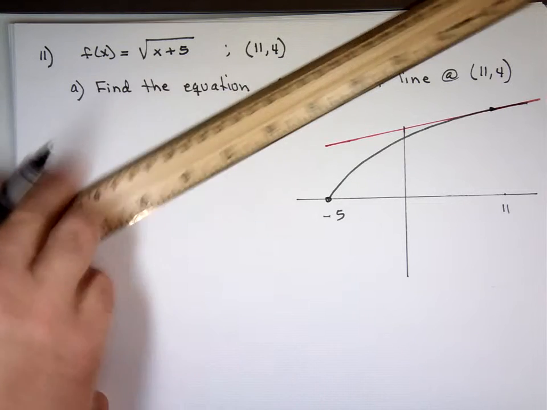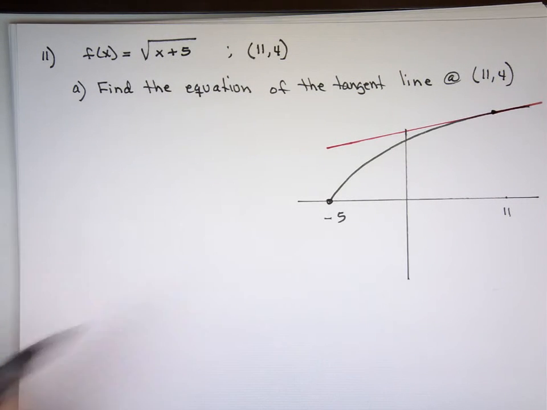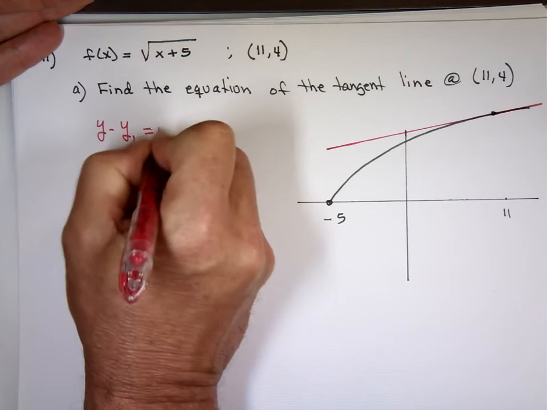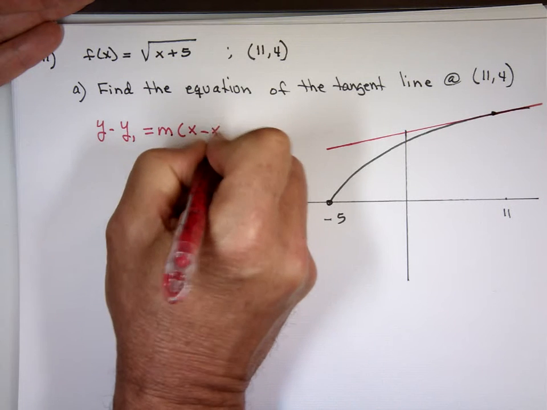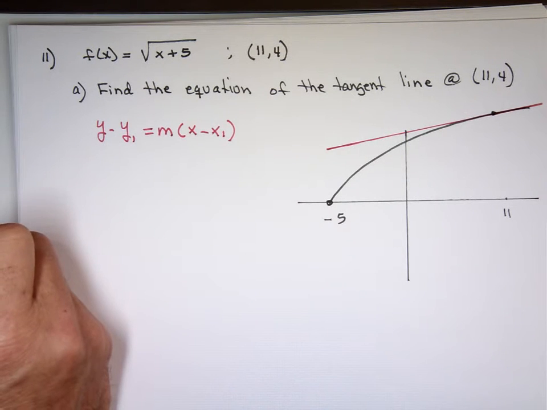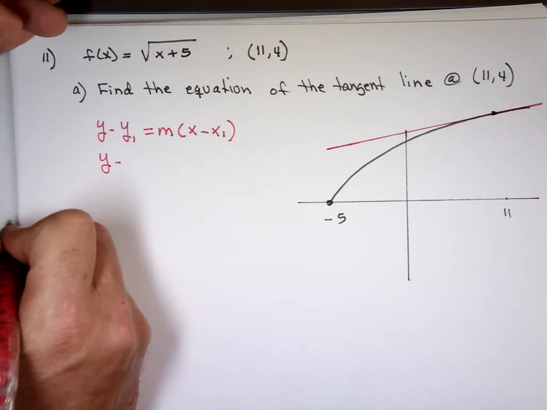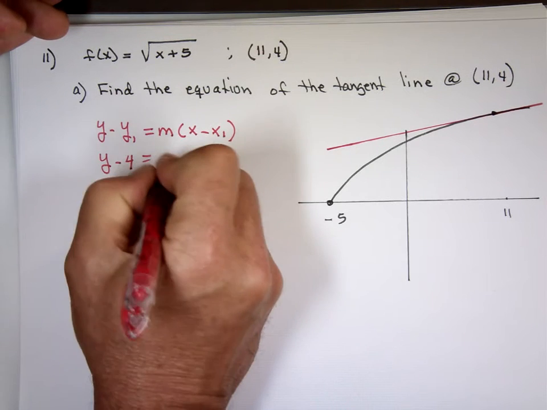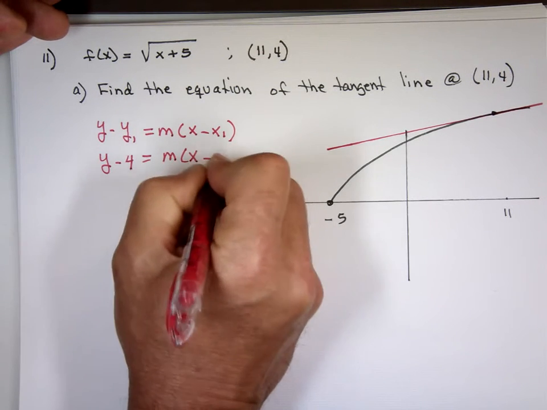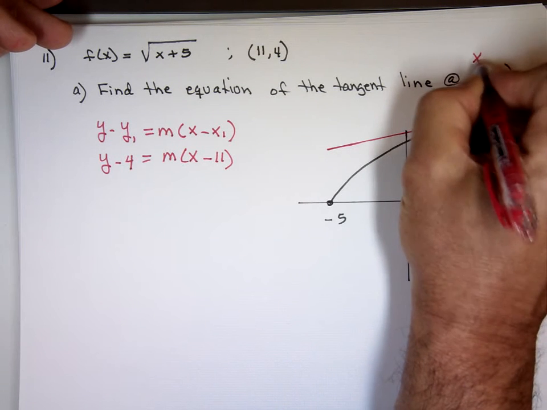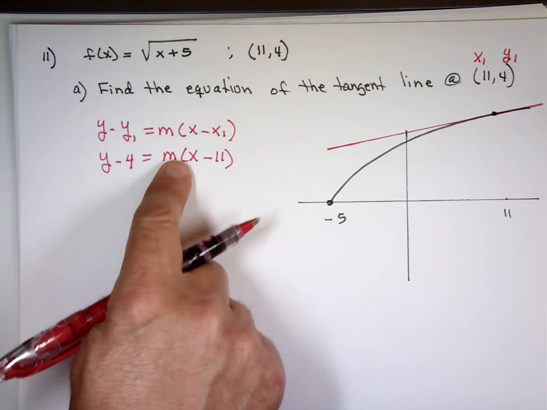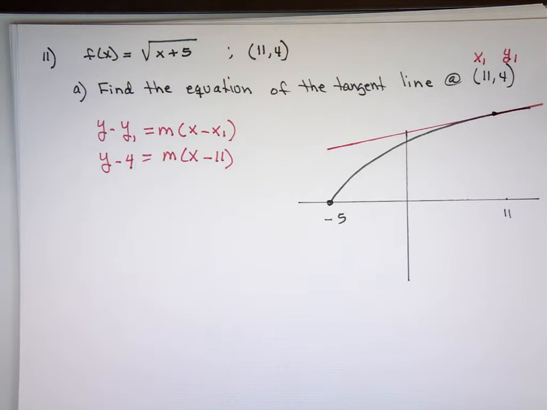So to find the equation of the line, that's what they're asking for, we need to use y minus y sub 1 equals m times x minus x sub 1. Y minus, do we know what y sub 1 is? 4 equals m times x minus 11. So this is your x sub 1, this is your y sub 1. So the only thing unknown to us is what? The slope. If I have m, can I find the equation? So I need to find m.